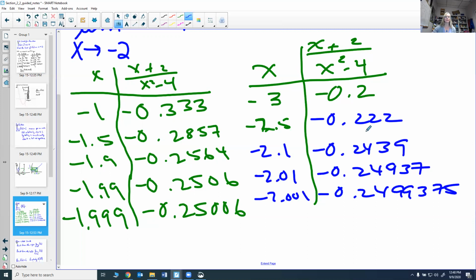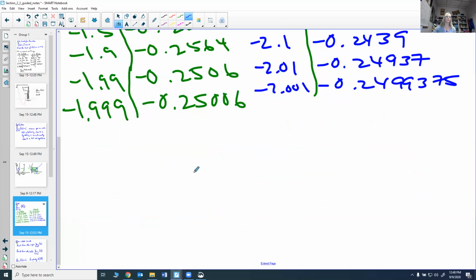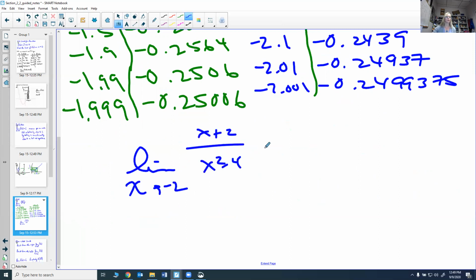-0.2499375. So now it looks like, again, trending wise, we're heading towards -2.499, probably -2.5. So it looks like the limit as x goes to -2 of (x plus 2) over (x squared minus 4) looks like it's approximately -0.25.